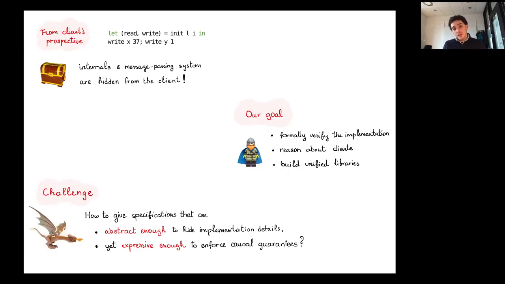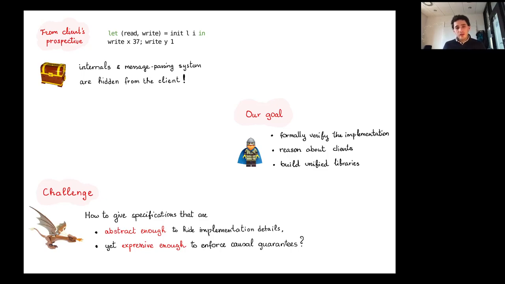Now, from the client's perspective, the API of the replica consists just of init, write, and read operations. The internal state and the synchronization mechanisms are entirely hidden from the client. In this work, we wanted not just to formally verify the implementation of causal memory, but also to reason about the clients and even build verified libraries that are using it.